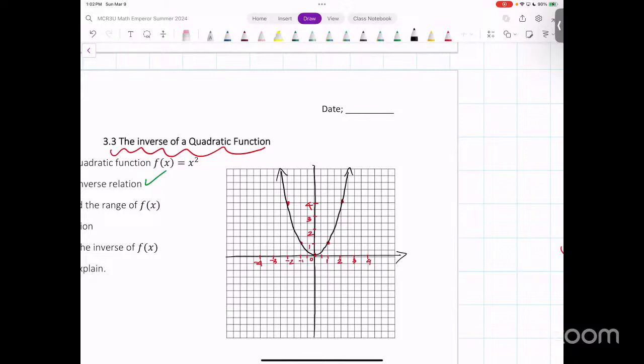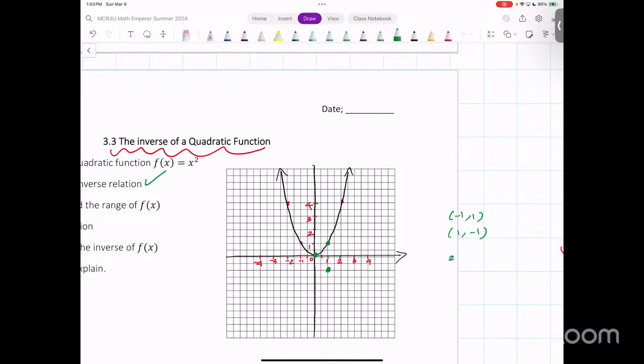Correct, we flip the coordinates. So if I flip the coordinates, 0, 0 is going to be here. 1, 1 is going to be 1, 1. Minus 1, 1: if I flip this, I get minus 1, comma 1. That's going to be 1, comma minus 1. So it's going to become over here.